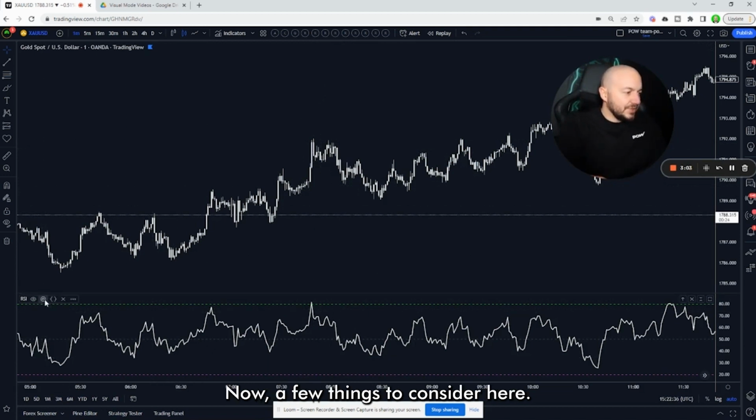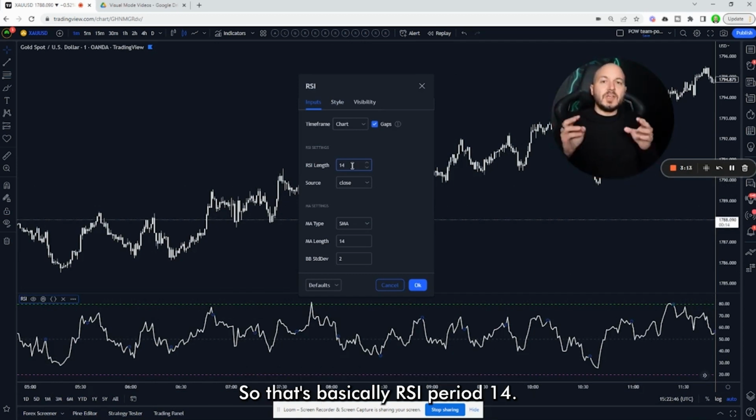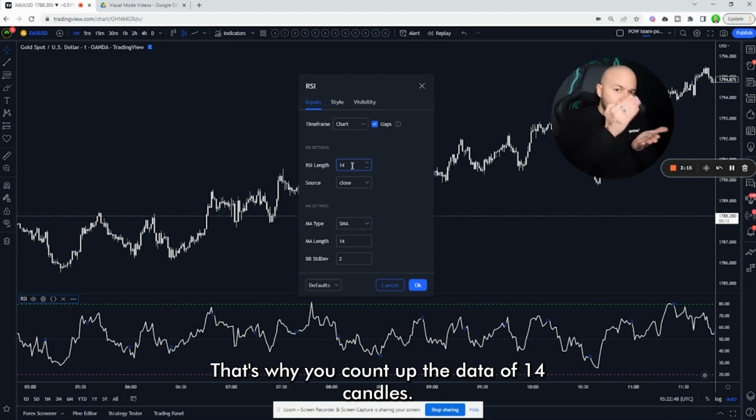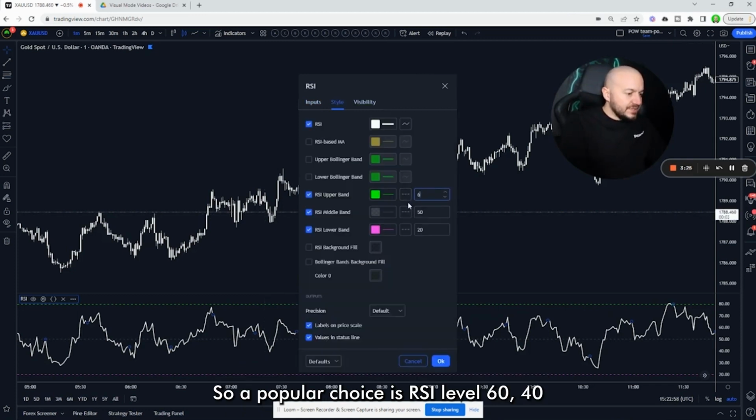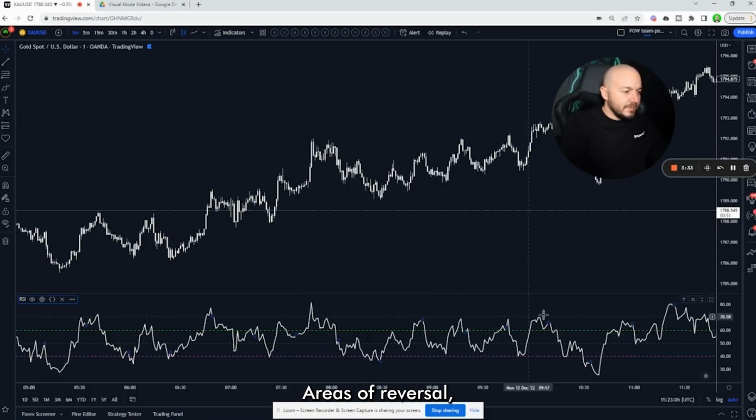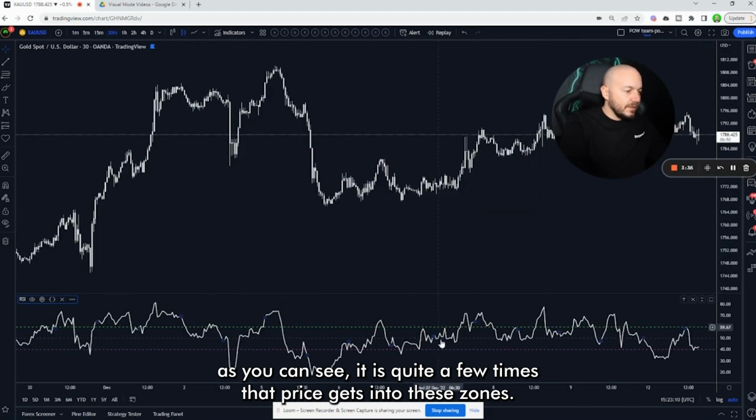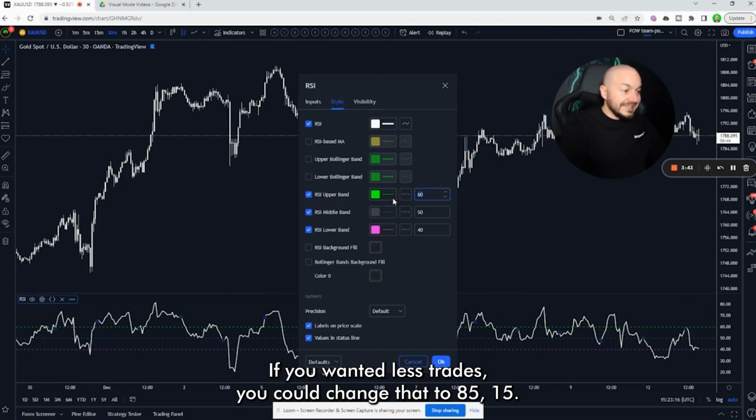Now, a few things to consider here. The inventor of RSI usually used or suggested people use RSI length 14. That's basically RSI period 14, where you count up the data of 14 candles that gives you the visual representation of where these levels are at. A popular choice is RSI level 60-40 or 70-30 across most time frames in terms of finding areas of reversal. As you can see, there's quite a few times that price gets into these zones, so that would be quite a busy strategy. If you wanted fewer trades, you could change that to 85-15.